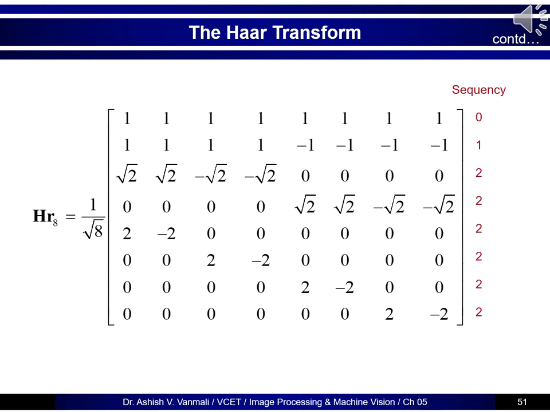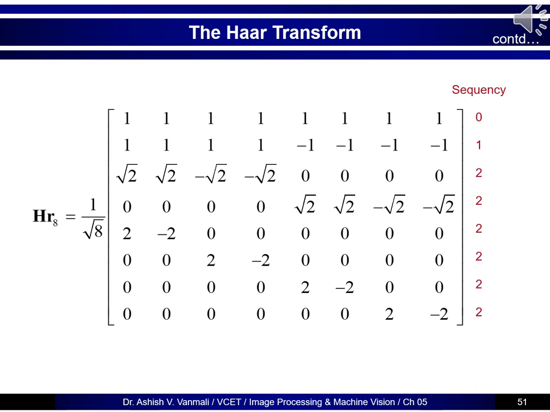Also, there are a few observations you can make over here. The first two rows span all the elements, whereas the next two rows span half the elements. So the third row spans the first four elements, and the fourth row spans the last four elements. Now if you go for the remaining four rows, you will find that these four rows actually span two elements. So the fifth row spans the first two elements, the sixth row spans the third and the fourth elements, the seventh row spans the fifth and the sixth elements, whereas the last row spans the last two elements of that particular row. And this is the beauty of a Haar transform.